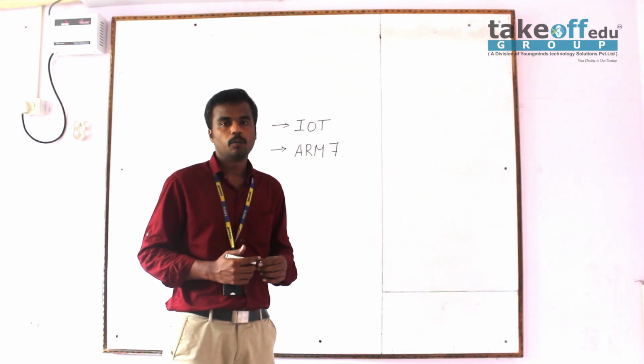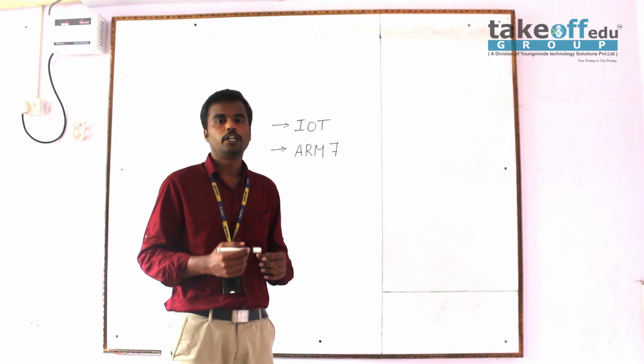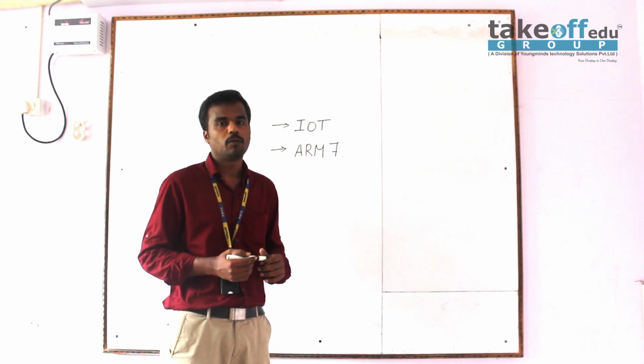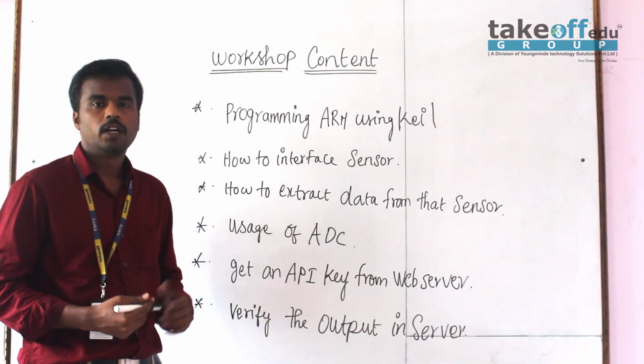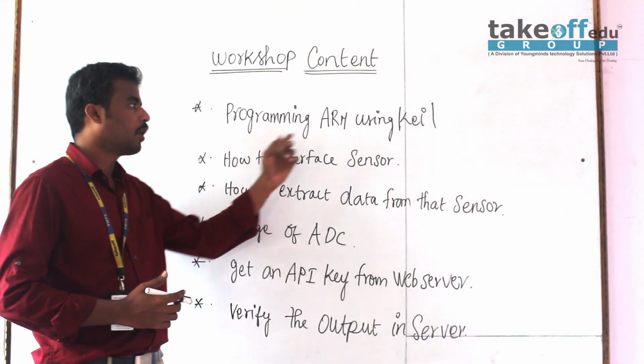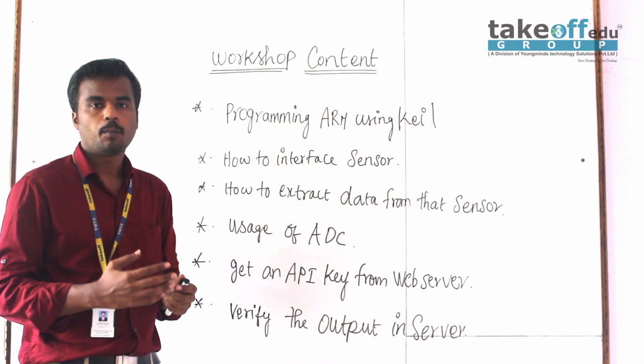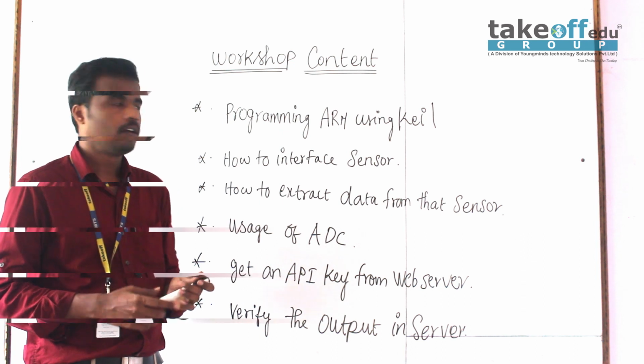Here we are going to learn about the ARM7 processor, which is one of the basic things we need to understand before going for advanced processors. So let us see the workshop content. The first thing is programming ARM using Keil. We need to program the ARM controller by using software called Keil.